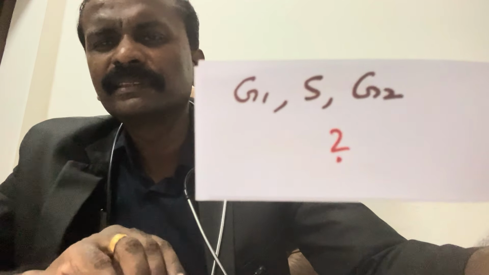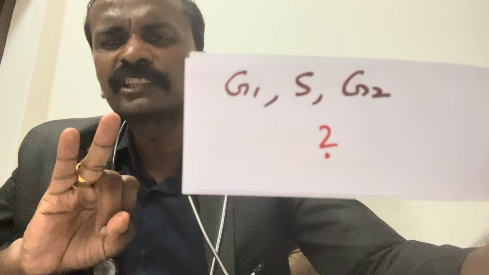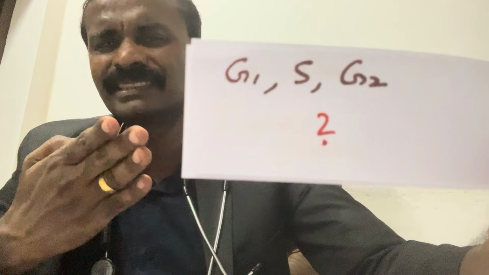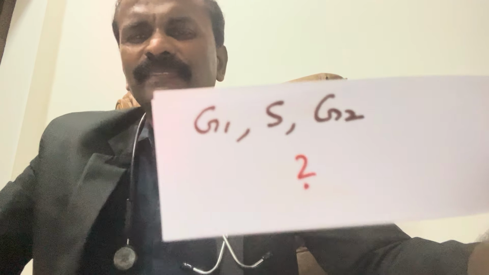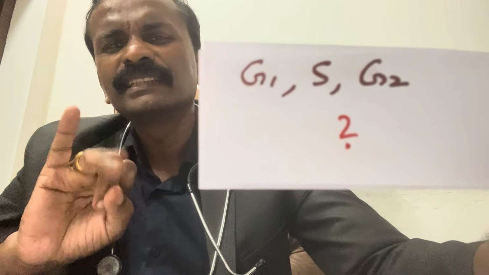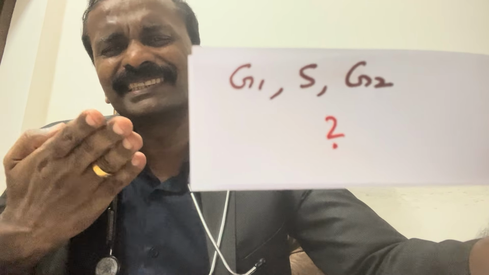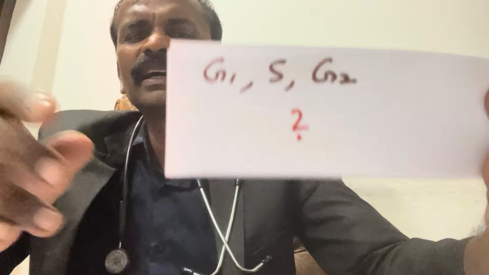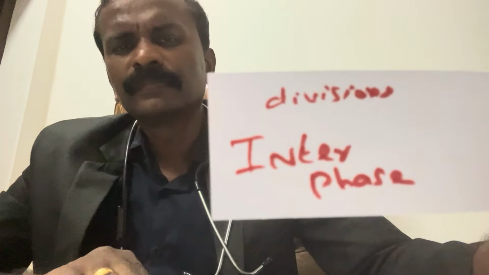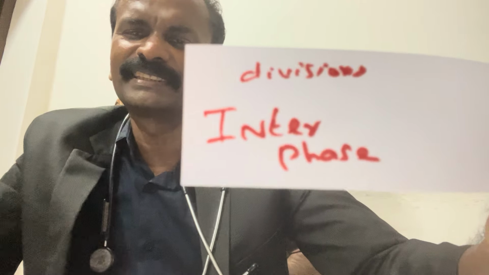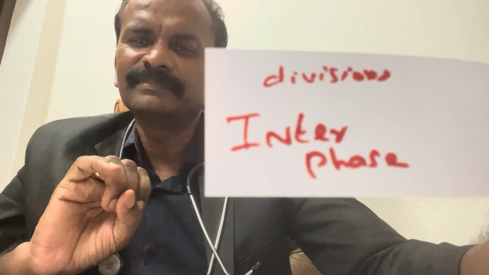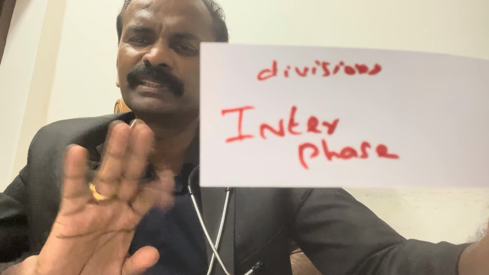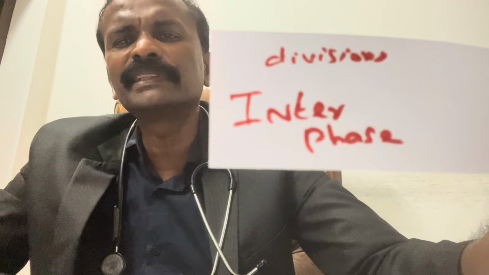Had you heard about this? G1 phase, S phase, G2 phase. What is this? These are the divisions of interphase. G1 phase, S phase, G2 phase. This is the order, okay. Same order they have given in the textbook.